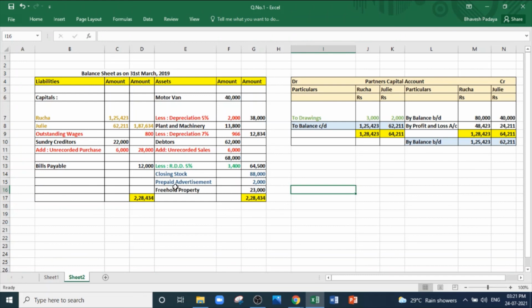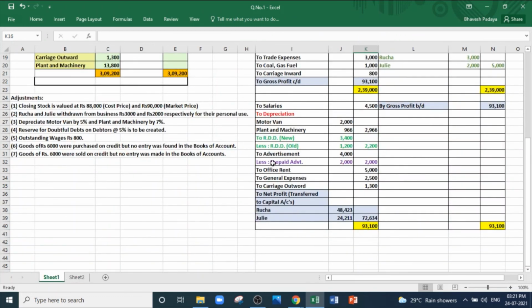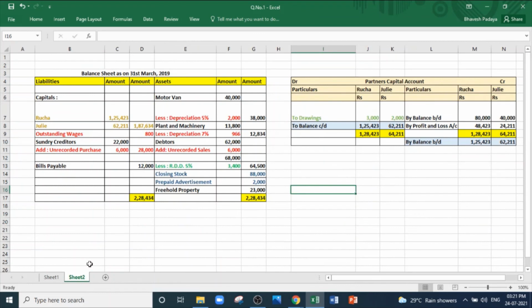Okay, and we had one more adjustment. Prepaid advertisement. 4,000 was for 2 years, so for 1 year it is 2,000. So the remaining prepaid advertisement is 2,000, which is your asset. It will go over here, asset side.